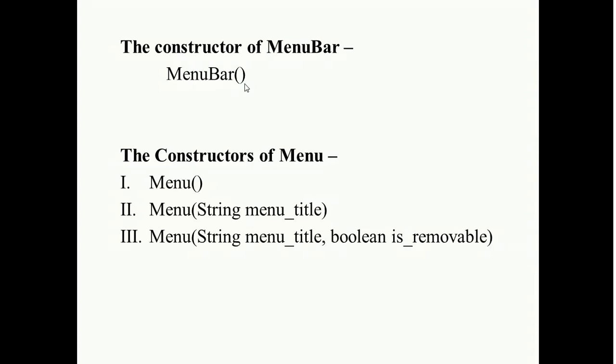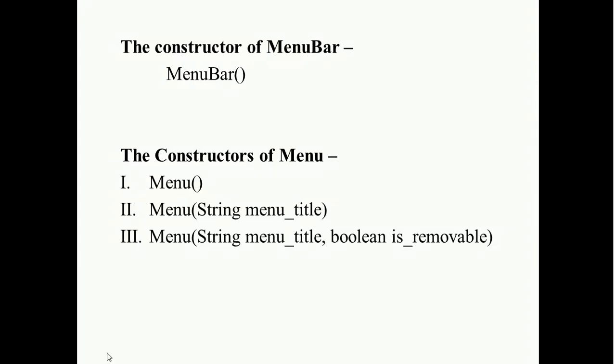Next see the constructors of the menu. First, menu has three constructors. First is menu having no parameter. This constructor creates a menu without any title. Means first constructor creates only a menu without any title.